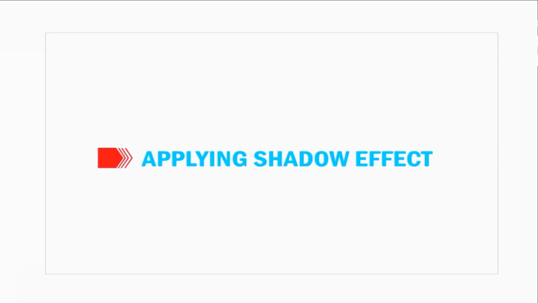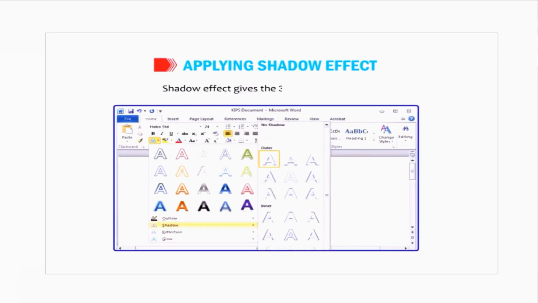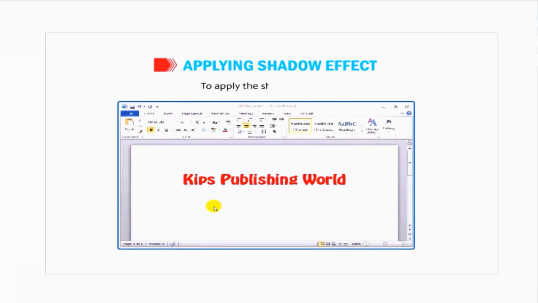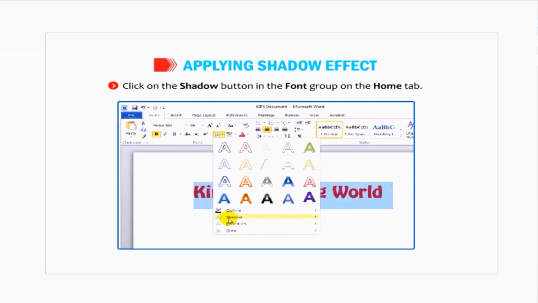Students, let us find out how to apply shadow effect. Shadow effect gives the 3D look to the text. To apply the shadow effect, select the text on which you want to apply the shadow effect. Click on the shadow button in the font group on the Home tab.